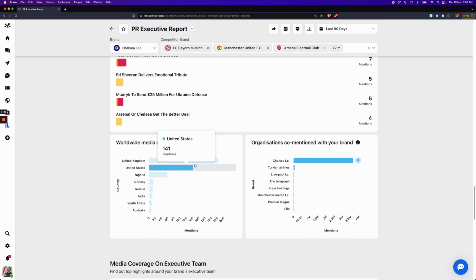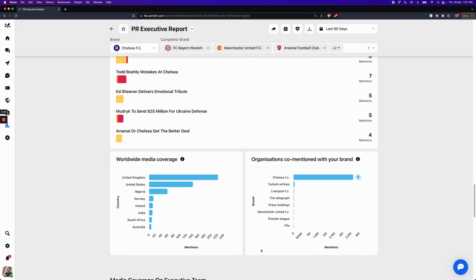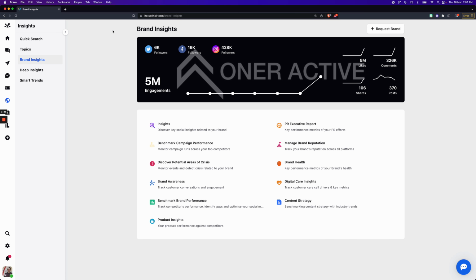This is the worldwide media coverage. Looks like UK is leading in terms of the media coverage on these clubs. These are the organizations that have been co-mentioned with our brands. So this is just one report that talks about the PR executive efforts that each brand is putting in.